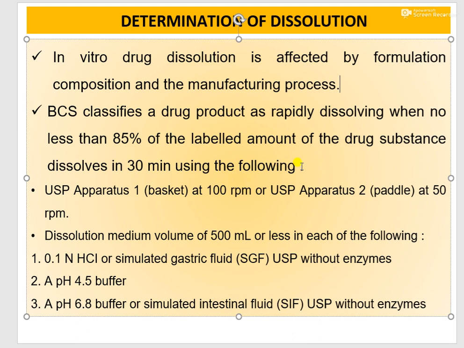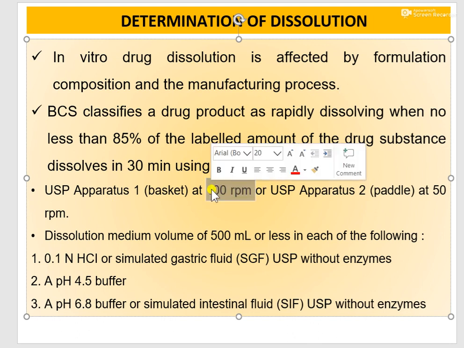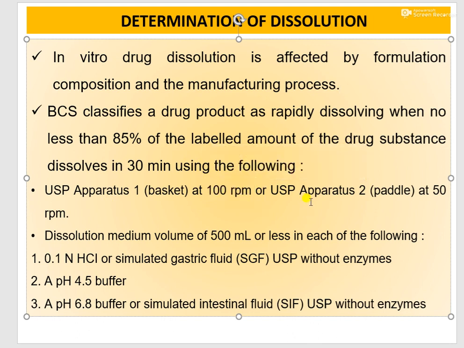So you say that a drug is rapidly dissolving when 85% or more of the labeled drug dissolves within 30 minutes. And as we discussed earlier, if you are using USP apparatus 1, that is basket, you have to operate it at 100 rpm, and if you are going for USP apparatus 2, that is paddle, you have to operate it at 50 rpm.